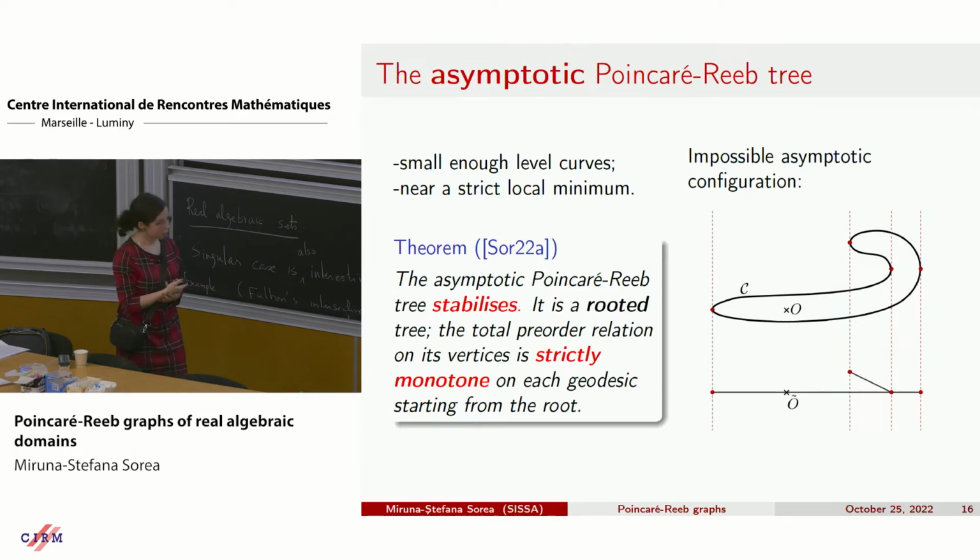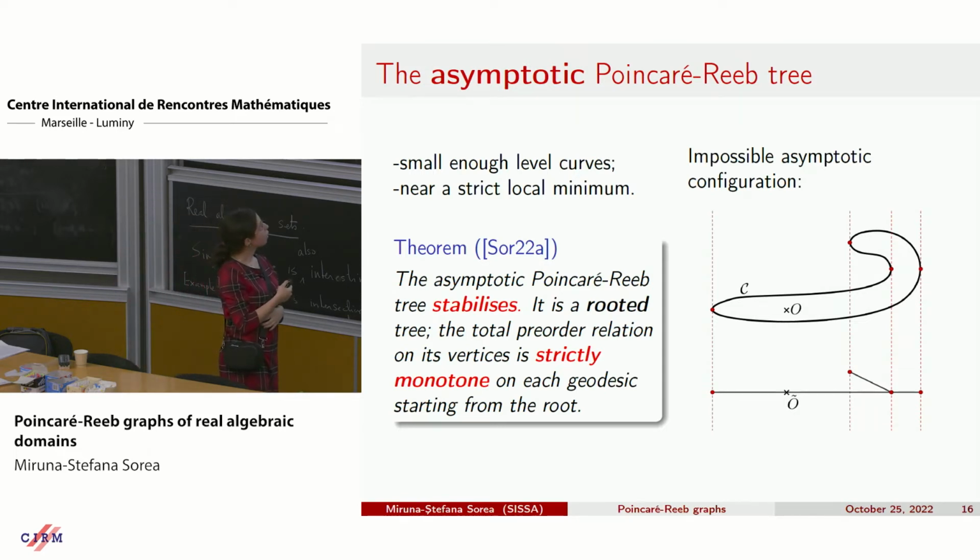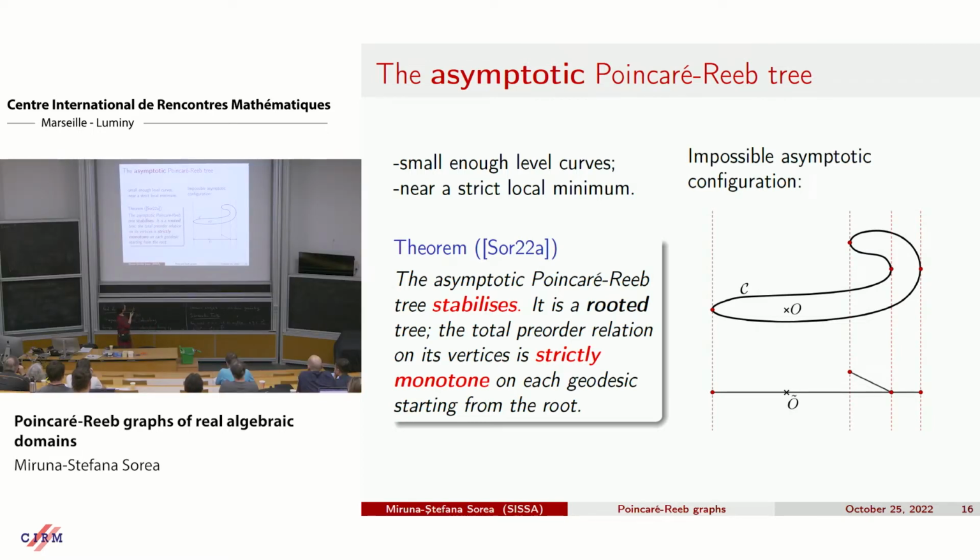And moreover, these trees, these asymptotic trees, are rooted because there is the image of the origin. You can consider it a root. And the total preorder on the vertices that I was talking about before becomes strictly monotone when you look at geodesics that start from the root towards the leaves. So in particular, this configuration is impossible asymptotically. You cannot have turning back like this for your curves near a strict local minimum.